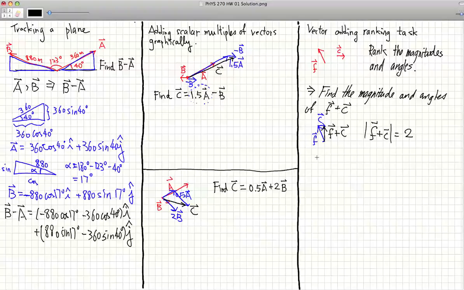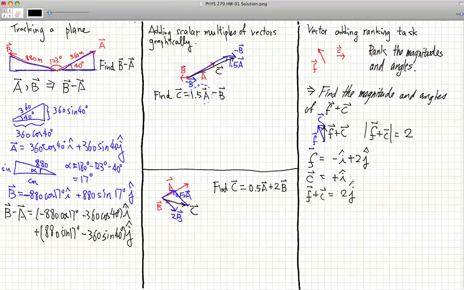but of course you can solve it in another way. You can of course do the components. F in the picture looks like minus i plus 2j. Then you can write down the same thing for C. C is very simple, it's just positive i. When you add them up, what do you get? F plus C is just 2j, and once again, that tells you that the magnitude is exactly 2. So once you know the magnitude, then you can rank them accordingly.